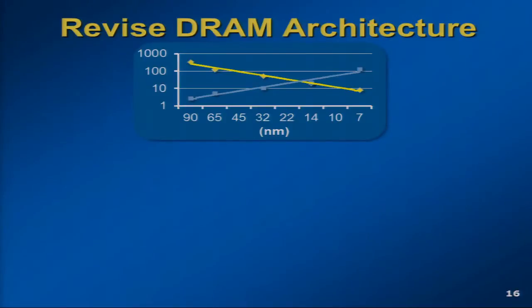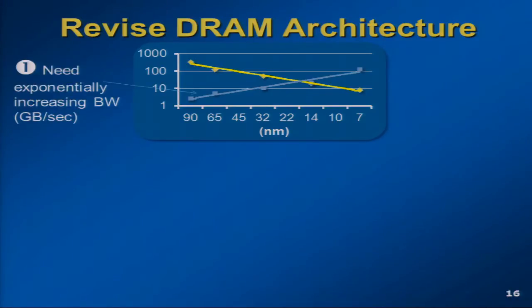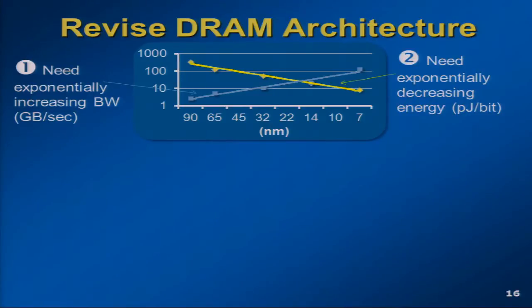They are just not mature enough today. So I need to go polish DRAMs. I'm going to take 75 picojoules from the DRAM and bring it down to 1 or 2 picojoules. What do I need to do? I need to do two things. I need exponentially increasing bandwidth, and I need exponentially decreasing energy, picojoule per bit.